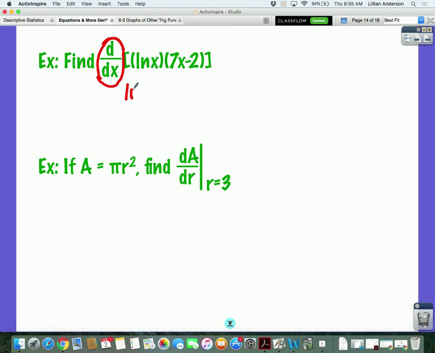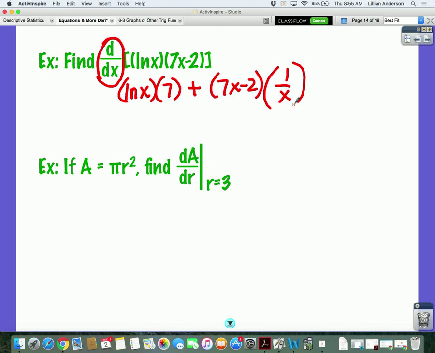The first function times the derivative of the second, which is 7, then plus the second function times the derivative of the first. And what's the derivative of my first? So you apply the rule, you've done the derivative.